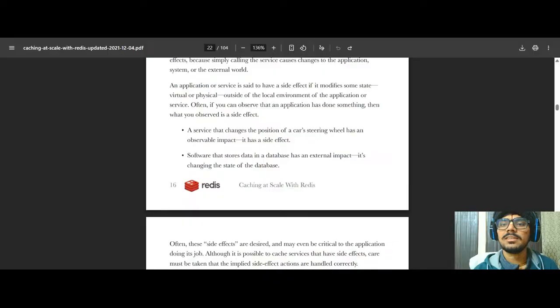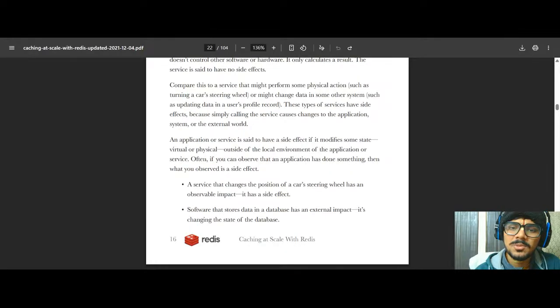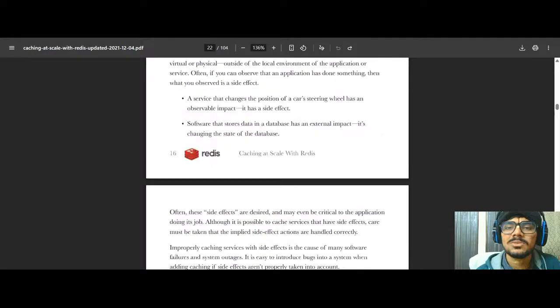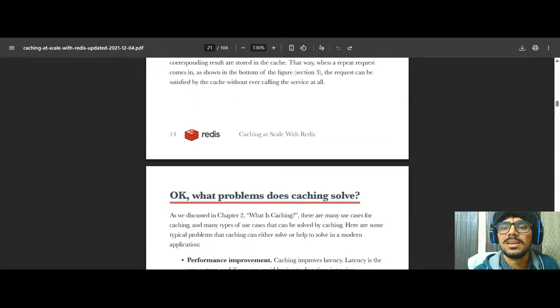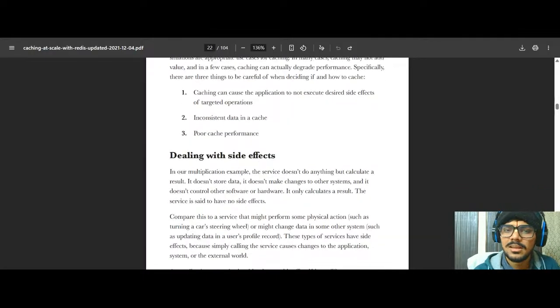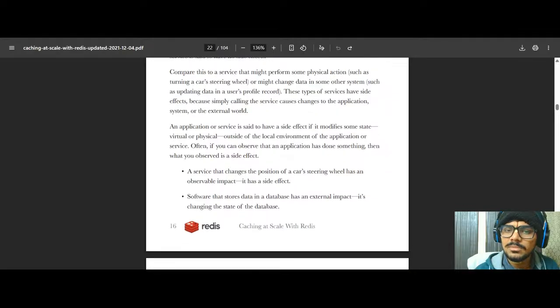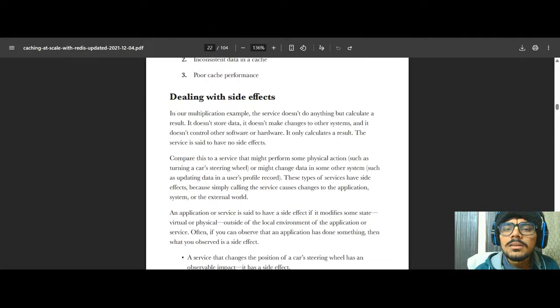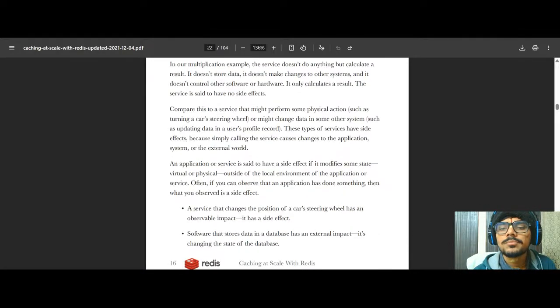Software that stores data in a database has an external impact. It's changing the database as well. A service that changes the position of a car steering is another example. Those are good examples. An application or service is said to have a side effect if it modifies some state, virtual or physical, outside of its local environment.